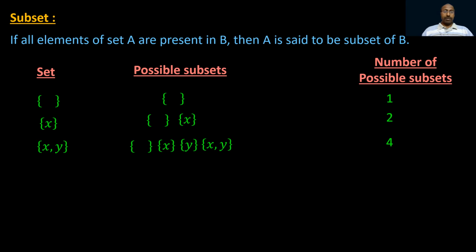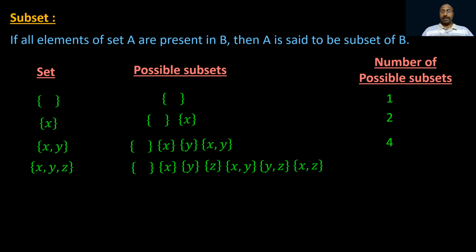And take now the set of three elements X, Y, and Z. Now the possible subsets are the empty set, the sets of single elements {X}, {Y}, {Z}, and the sets of two elements {X, Y}, {Y, Z}, {X, Z}, and the given set itself {X, Y, Z}. So in that way we have 1, 2, 3, 4, 5, 6, 7, 8. So we have 8 subsets.